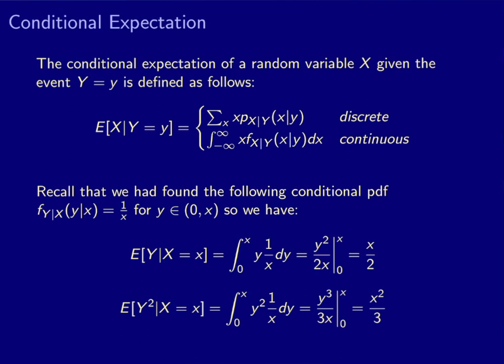So the conditional expectation of a random variable X given the event that big Y equals little y is defined as follows, where we just sum over the product of x and our conditional PMF for all the possible values of x in the discrete case, so that's this guy here, or where we integrate over the product of x and our conditional PDF over the range of x with respect to x in the continuous case.